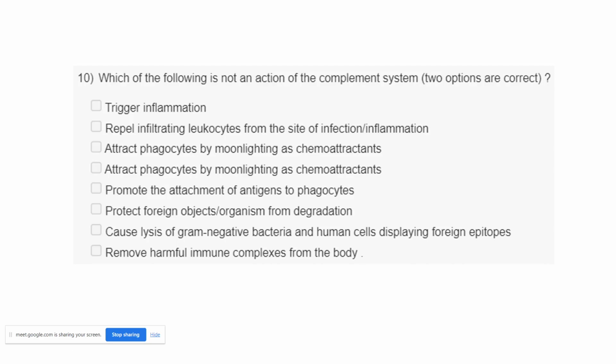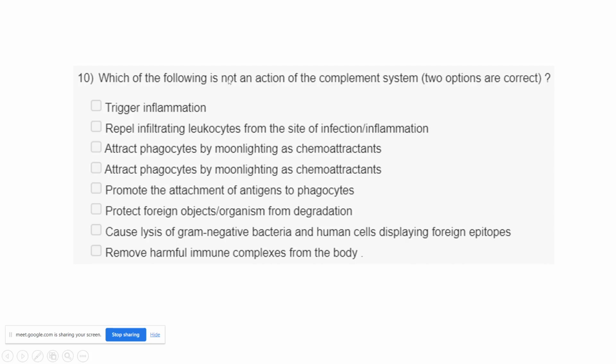And the next question, or the last question, which of the following is not an action of the complement system? You have to select two correct options. Triggers inflammation, repel infiltrating leukocytes from the site of infection or inflammation, attract phagocytes by moonlighting as chemoattractants, promote the attachment of antigens to phagocytes, protect foreign objects or organisms from degradation, cause lysis of gram-negative bacteria in human cells displaying foreign epitopes, remove harmful immune complexes from the body.